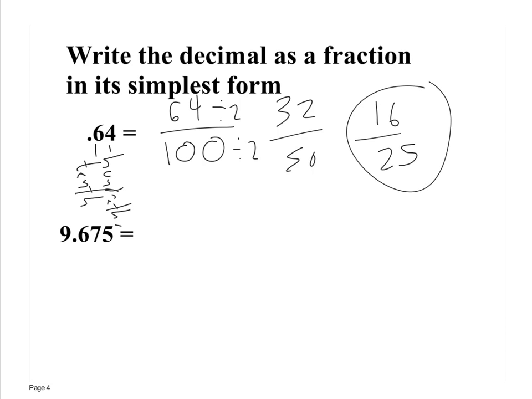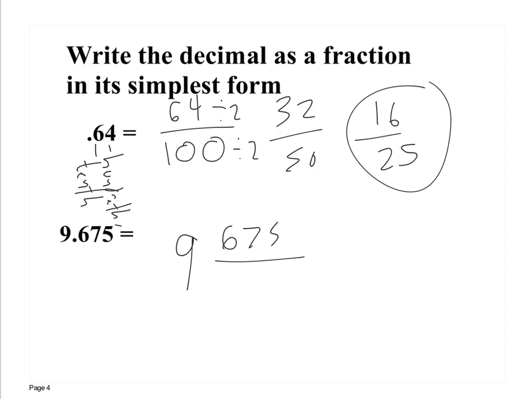Now you have 9.675. That's just going to be written as a mixed number. What's to the left of the decimal is the whole number. And then you write 675 over a number. What would that number be?